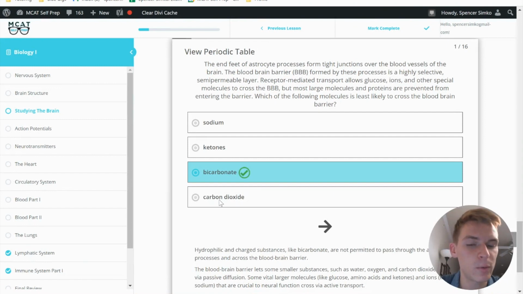Carbon dioxide, we already discussed, because it is small and nonpolar, it can cross the blood-brain barrier easily, and of course, the brain will need to get rid of its carbon dioxide.